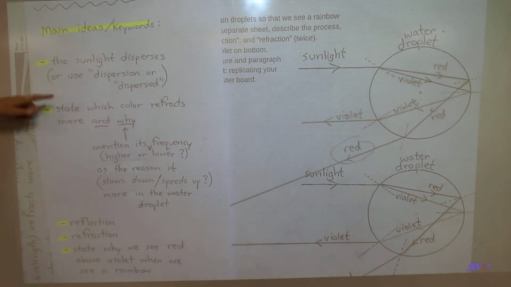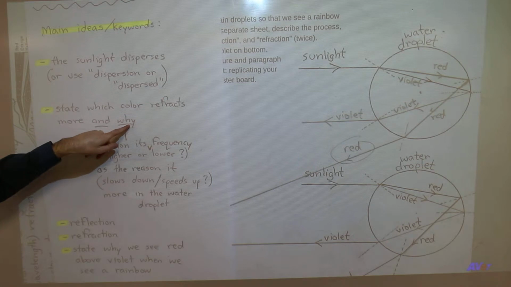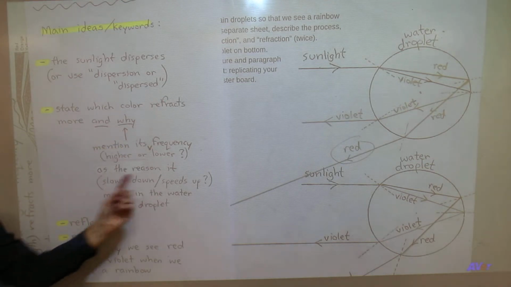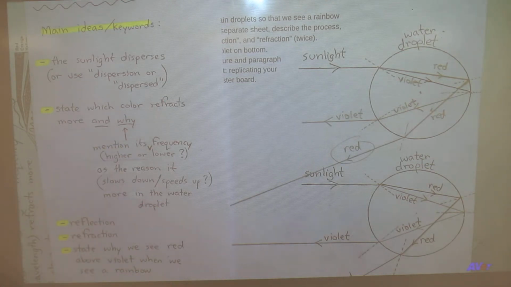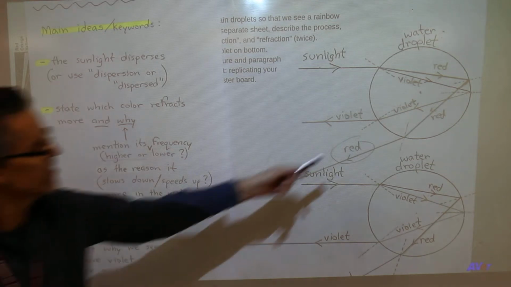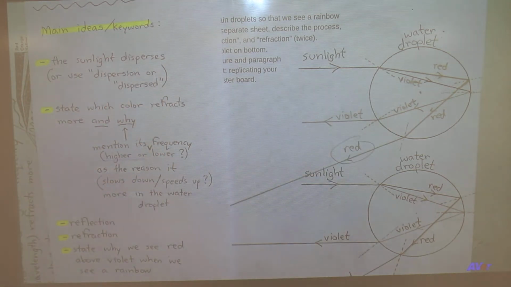Then violet refracts the most because it has the highest frequency, which makes it slow down the most in water. Then reflection occurs on the back side of the water droplet. Then the light refracts out of the droplet. And we see red on top of violet in a rainbow because red comes from the higher water droplets and violet comes from the lower water droplets. At the end, you don't have to get into the specifics because you showed the specifics.